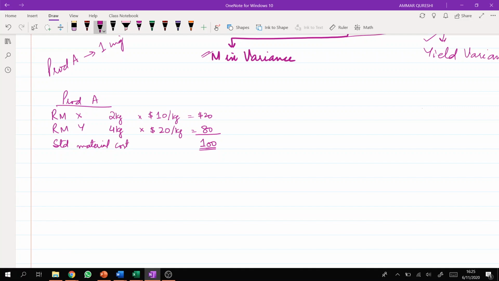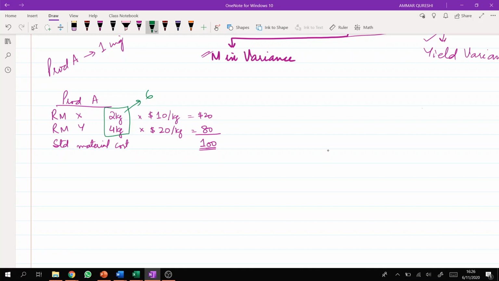So this means the total consumption is 6 kilograms, and out of 6 kilograms, 2 kilograms is raw material X and 4 kilograms is raw material Y. Now sometimes what happens is the production manager, in order to save cost, or for cost cutting, or maybe because of some pressure from the management to cut down the cost, they try to change this proportion.